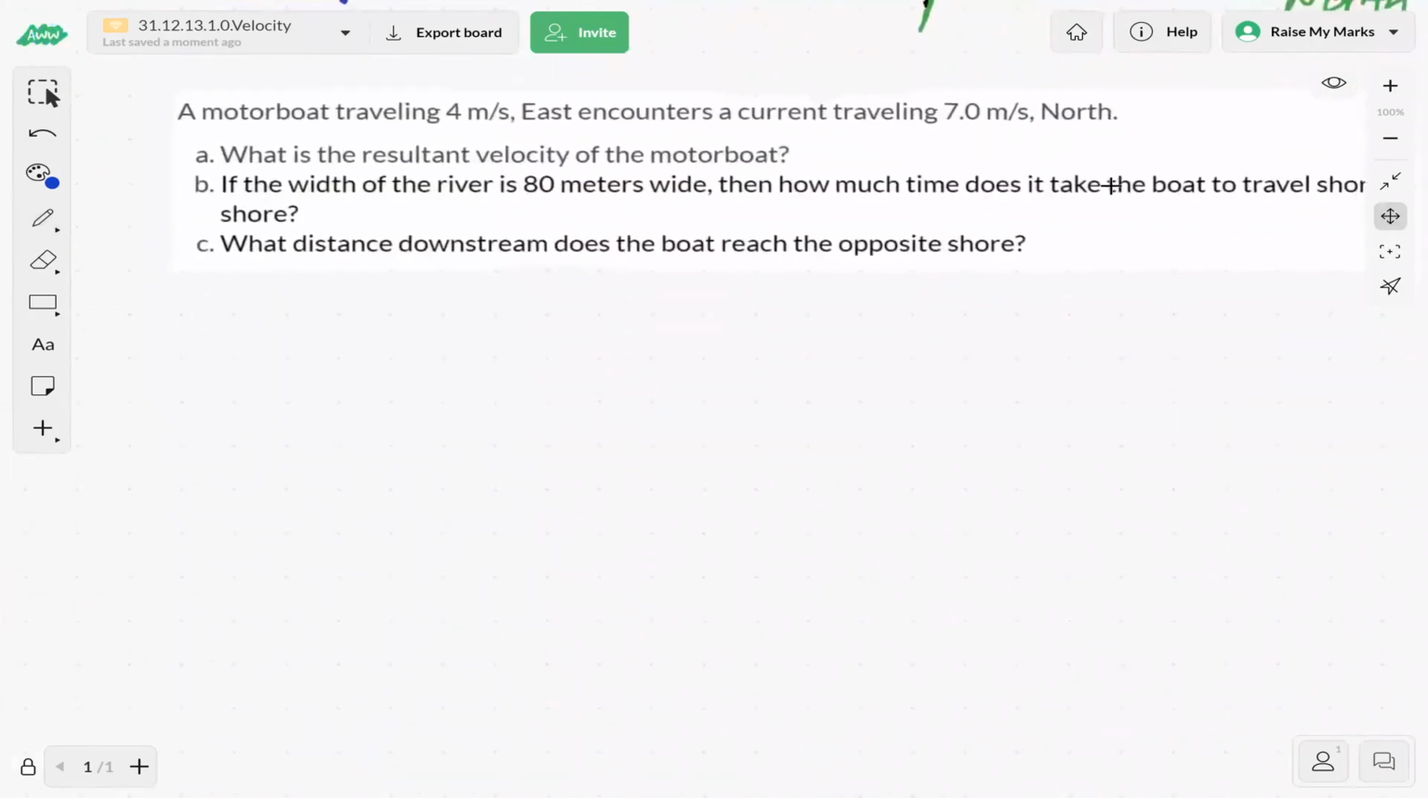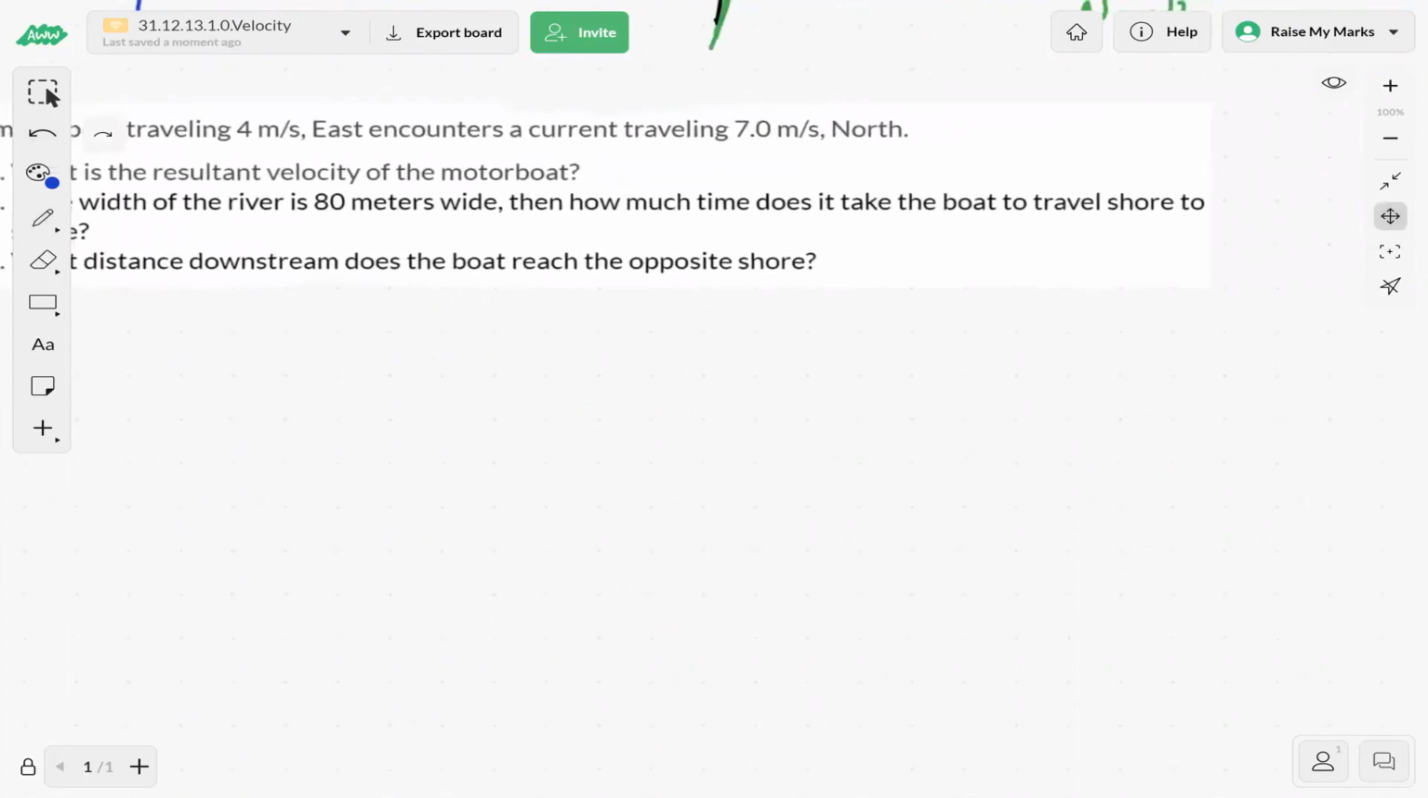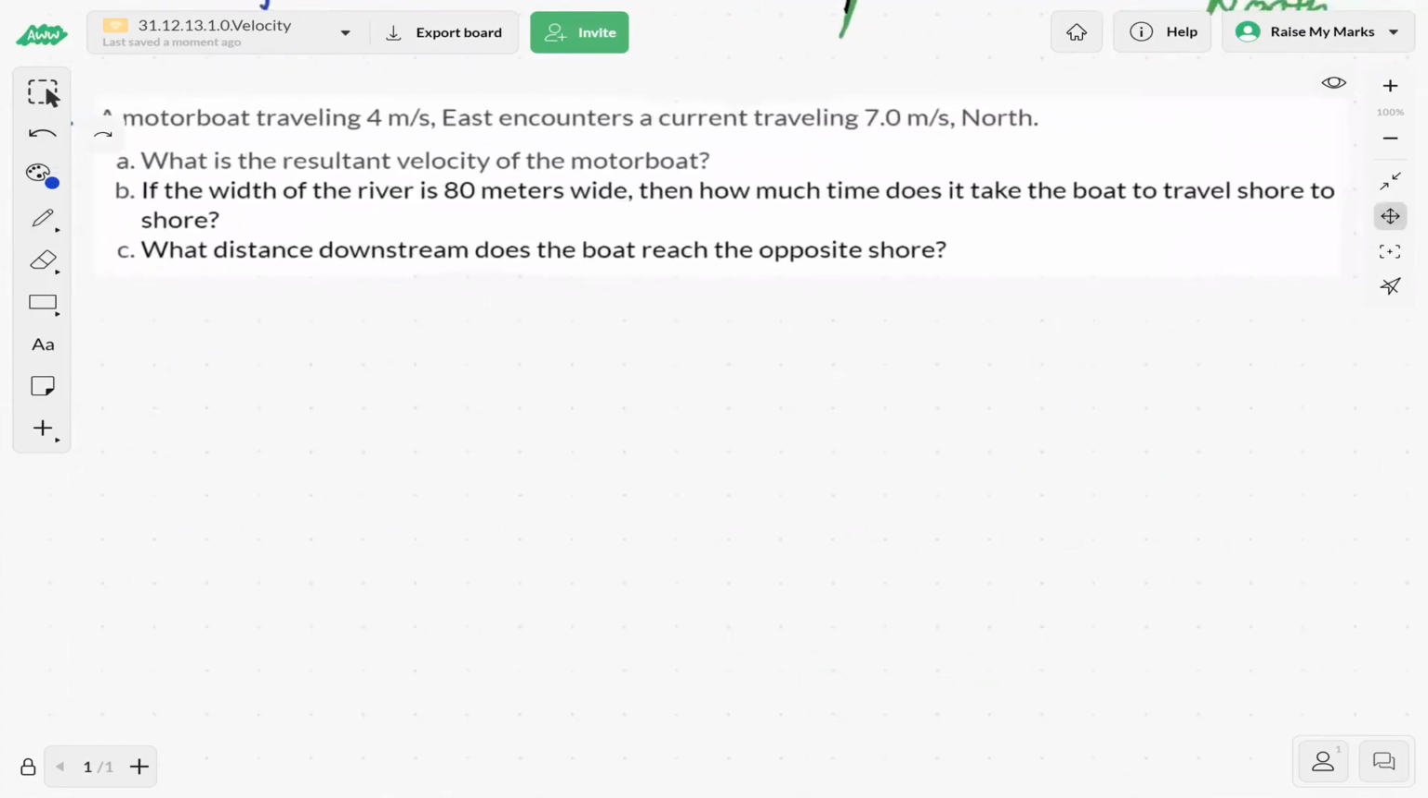All right, so let's have a look at the second question. We have a motorboat traveling 4 meters east, and it encounters a current traveling 7 meters north. What is the resultant velocity of the motorboat? In part B, if the width of the river is 80 meters wide, how much time does it take the motorboat to travel shore to shore, from one side to the other? And part C, what distance downstream does the boat reach the opposite shore?